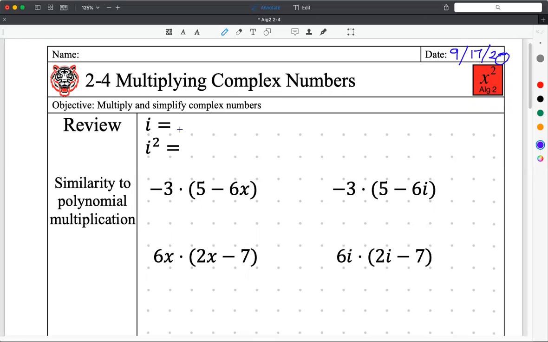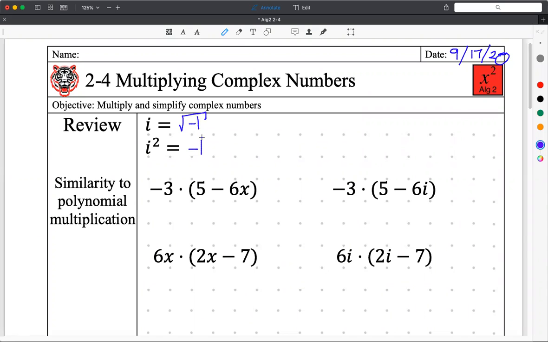All right, so i. What is the definition of i? Quiet raised hand. Charles, go. Square root of -1. There it is, square root of -1. What about i squared? Would that be just -1? It is indeed just -1.